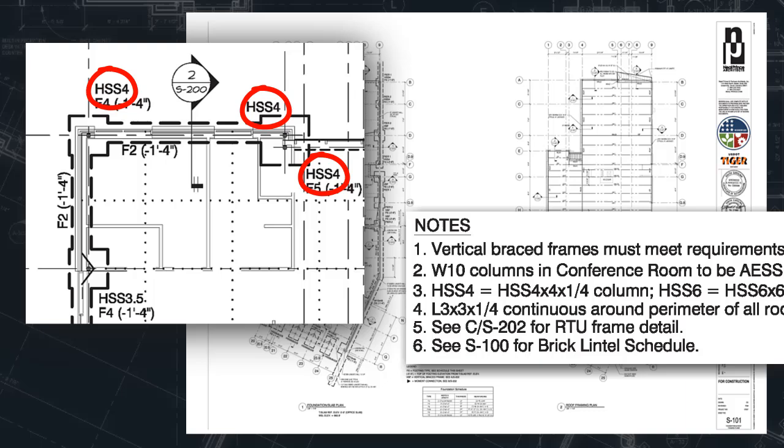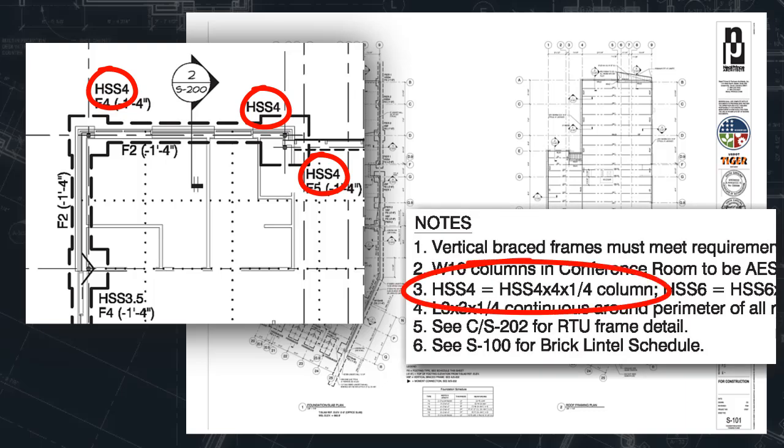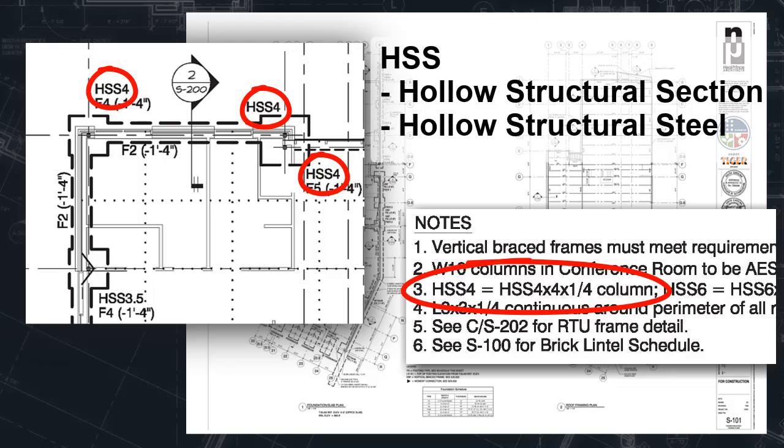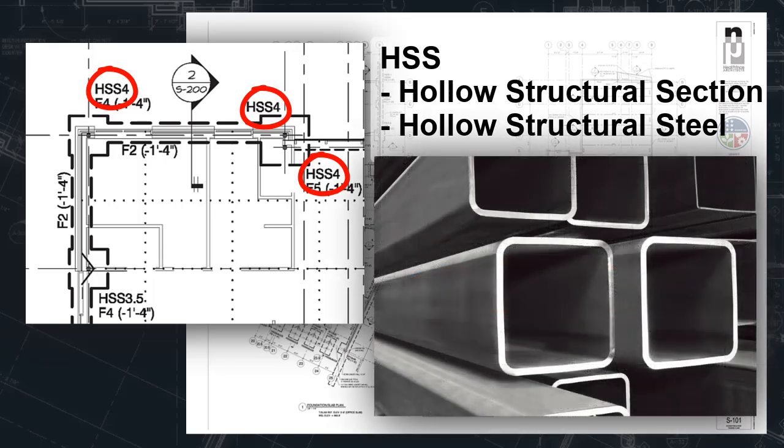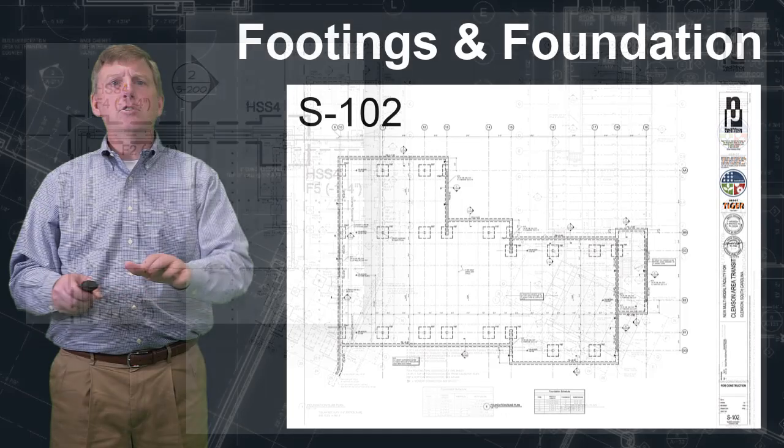In the notes, it tells us HSS4 is 4 by 4 by 1/4. But that doesn't tell us what it is. These drawings don't tell you what HSS is. You could look all over the drawings, look in sections, look in details, and it still refers to it as HSS. So you just have to know that that is a hollow structural section, or hollow structural steel. It's a column.